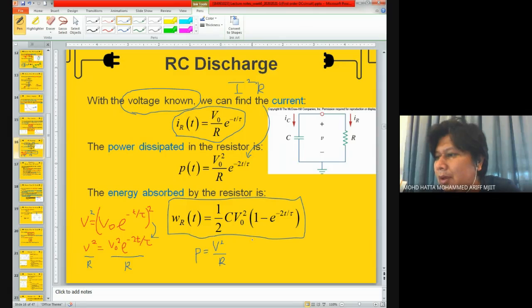So if you integrate this equation with respect to time, you will get the energy absorbed by the resistor. And if you consider time equals infinity, time towards infinity, it means that the energy absorbed by the resistor should be equal to this equation only. The term in brackets equals 1 when time goes to infinity, and this is the only equation of energy absorbed by the resistor. If you remember our summary, this equation is basically the energy across the capacitor, or the energy at the capacitor.